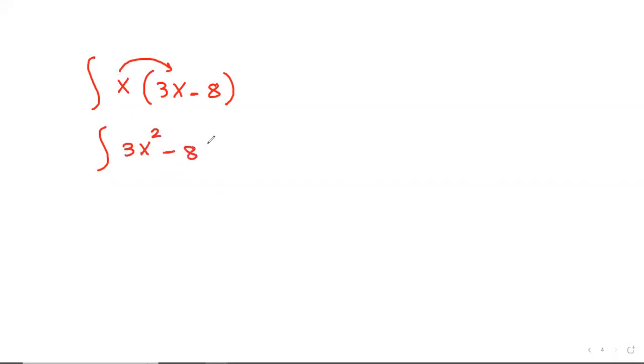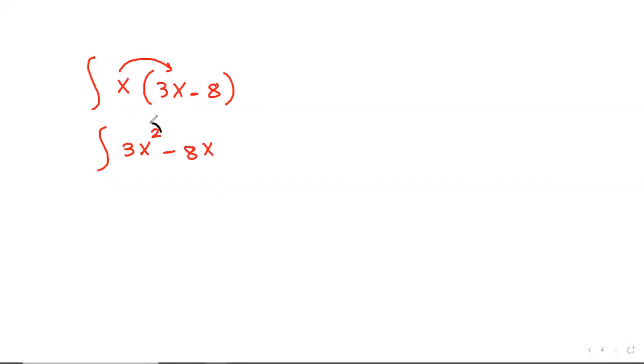And the function must be simplified. So if we want to find the integration of x multiplied by 3x minus 8, first and foremost, expand it: x multiplied by 3x will be 3x to the power of 2, then minus x times 8, it will be 8x. How can we integrate it?